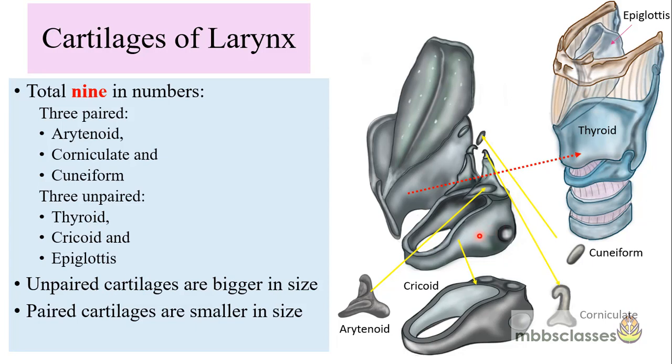These are the thyroid, cricoid and epiglottis. This one is the cricoid cartilage. This is the thyroid cartilage that has been sectioned, and you can see this from the outside. It appears like this. This one is epiglottis. And we can also notice that the unpaired cartilages are bigger in size, like the epiglottis, thyroid, and the cricoid, and those that are paired are smaller in size, for example arytenoid, corniculate, and cuneiform cartilage.